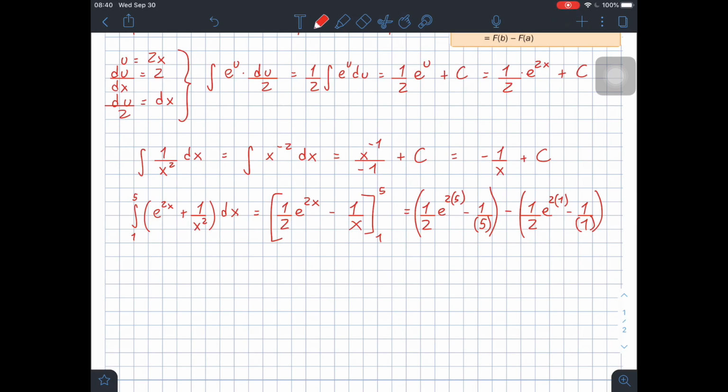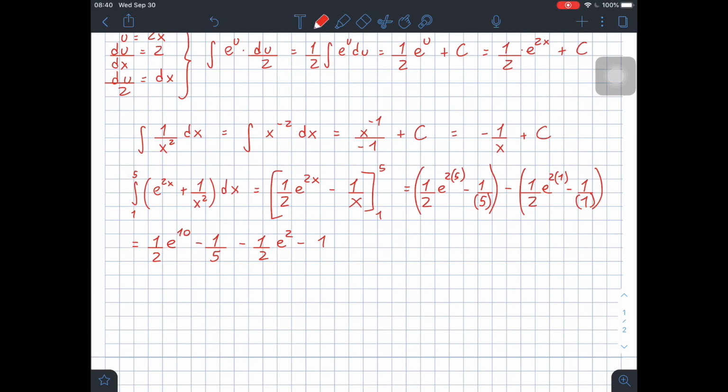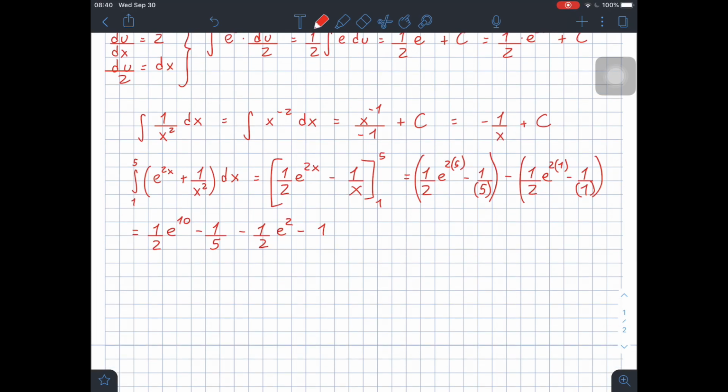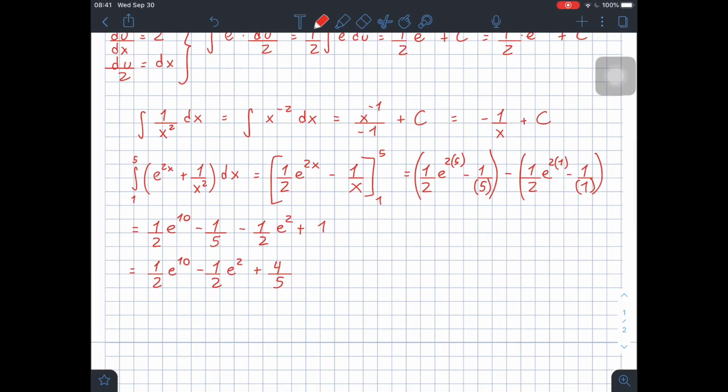So if we work with this, this would be equal to, let me continue here. This is equal to 1/2 e to the power of 10 minus 1 over 5. And then this is minus, so minus 1/2 e to the power of 2 minus 1. Minus 1. So if I reorganize terms, I see that I will not be able to do much here. So if I reorganize terms, we're going to get as a result that this is equal to 1/2 e to the power of 10 minus 1/2 e squared, and then -1 over 5 minus 1. Sorry, this should be plus 1 because we distribute the negative here. There you go. So -1 over 5 plus 1, that's positive 4 over 5. So that's the only thing we can actually add here. So this would be our final result without using a calculator, okay?